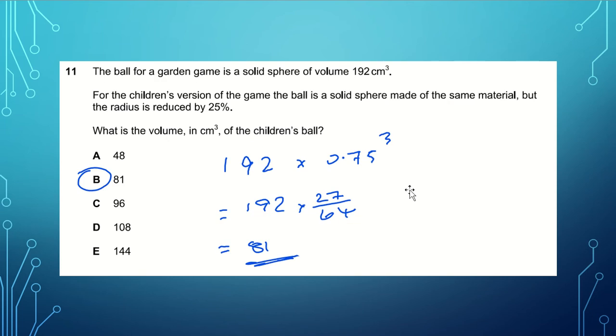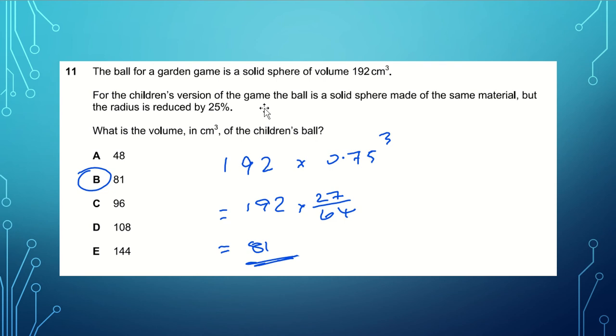Next, a little bit of a story. Ball for a garden game is a solid sphere. Okay, so sphere of volume 192 centimeters cubed. So we might be thinking volume of a sphere formula, but let's read on. The children's version of the game, the ball is a solid sphere made of the same material, but the radius is reduced by 25%. What's the volume of the children's ball? Okay, so that's a little bit different.